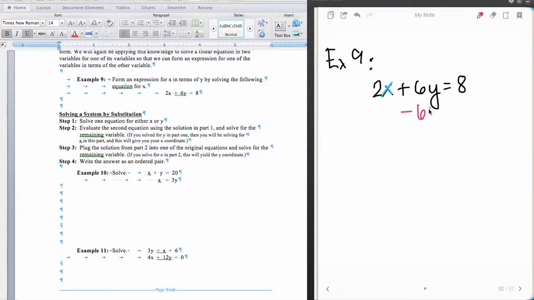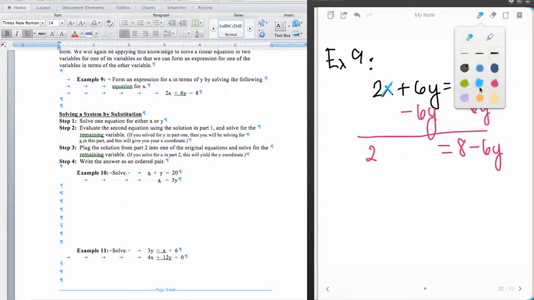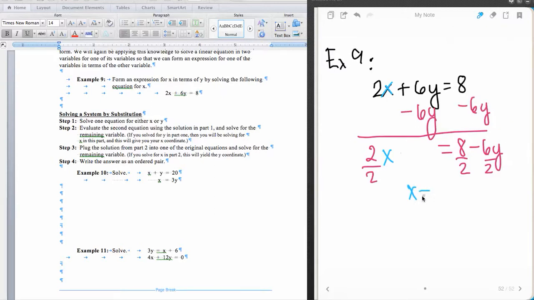So I'm going to get the 6y away from the x that I'm interested in by adding the opposite to both sides. And that's going to give me 2x equals 8 minus 6y. And then finally, I'm going to solve for the x by removing the numeric coefficient. So I'm going to divide both sides by 2, which means I'm going to divide every single term by 2. And now I'm going to have that x is equal to 8 divided by 2, which is 4, and then minus 6 divided by 2, which is 3y.